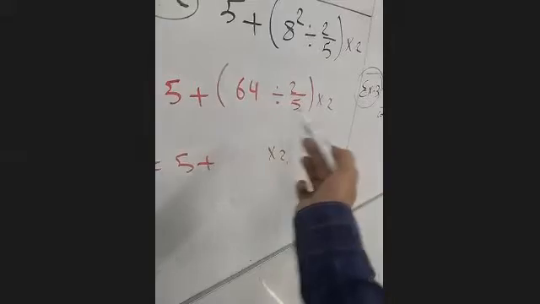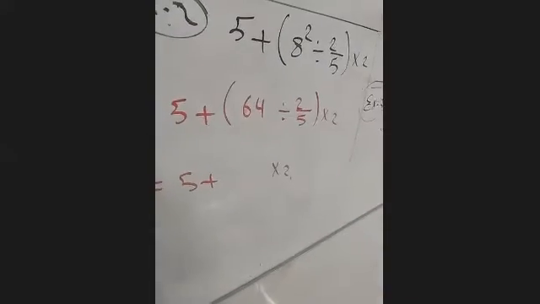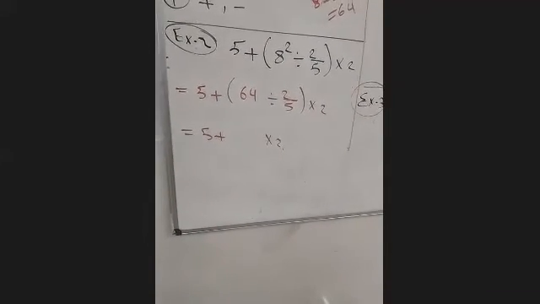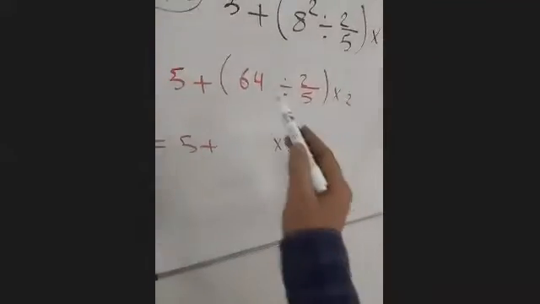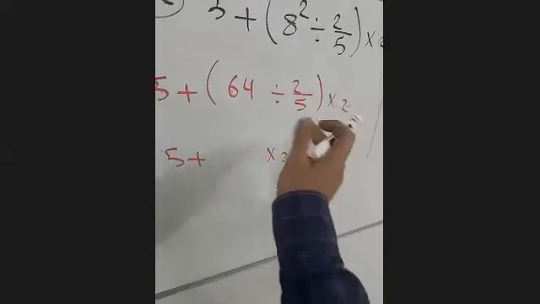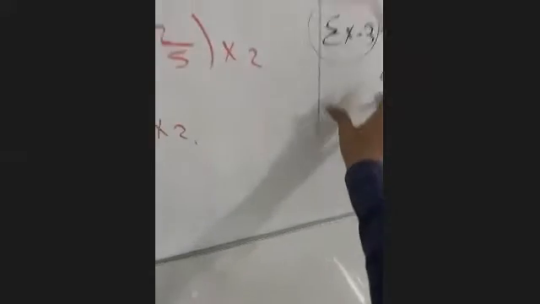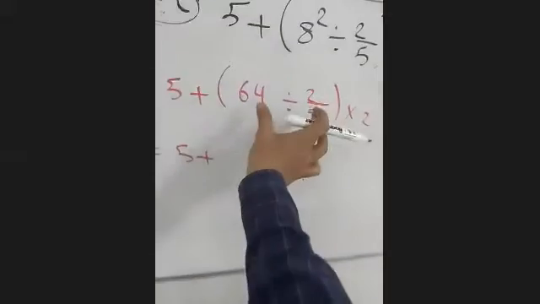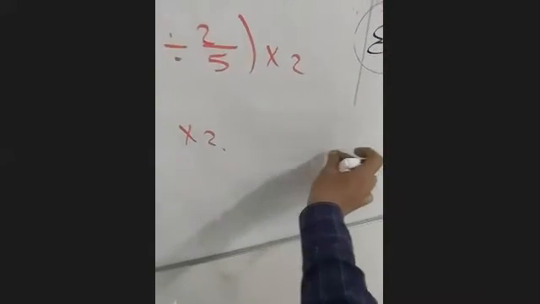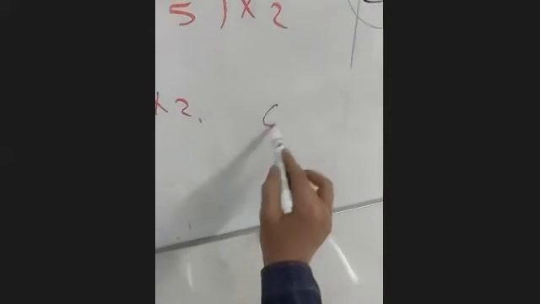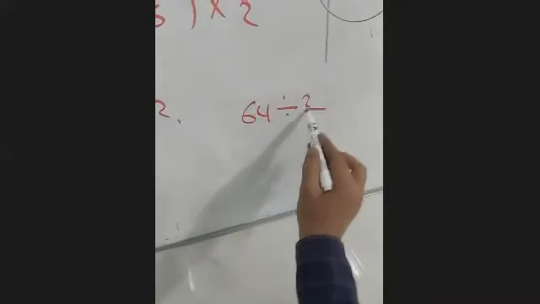Now I need to calculate what? 64 over 1 multiply 5 over 2. Excellent. So I will divide 64 by 2 over 5. I won't do it here, I will do it outside. I'll take this, make it here, get its answer, and put it in its place. So 64 divided by 2 over 5.